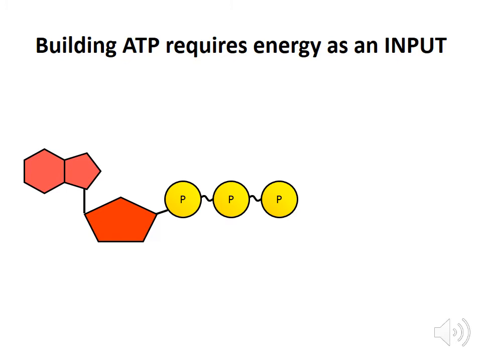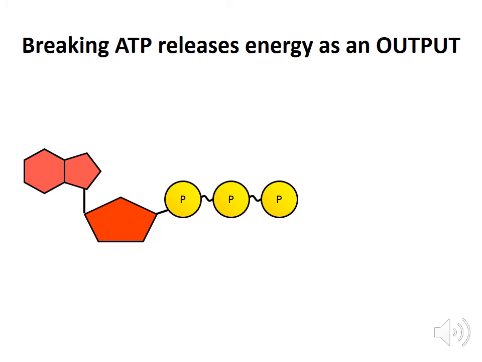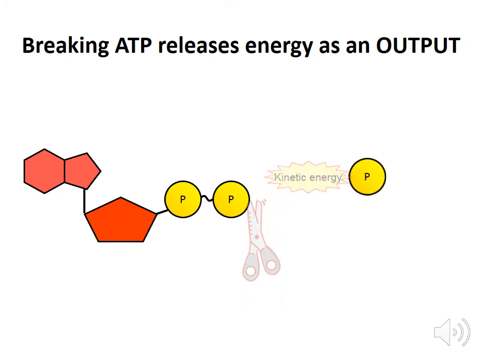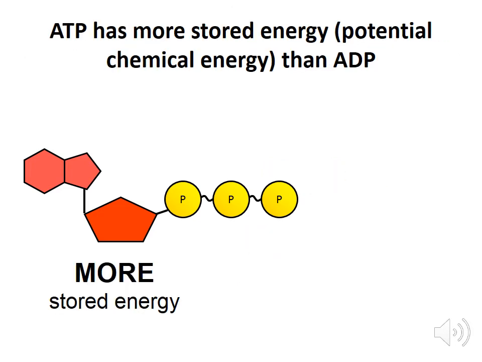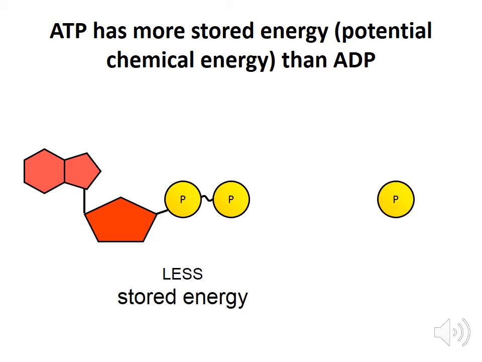Then, when you break that last phosphate off of the end of ATP, it results in an energy output. So you can think of it as when that bond breaks, the energy can be released as kinetic energy. ATP has more stored energy, or more potential chemical energy, than ADP does because that very last bond between the two phosphates contains a lot of chemical potential energy.